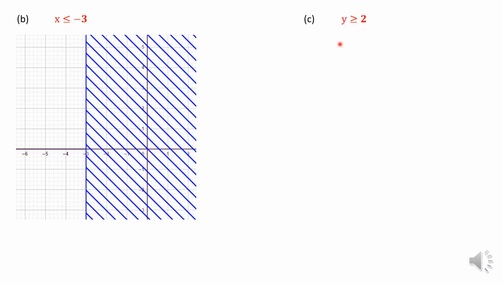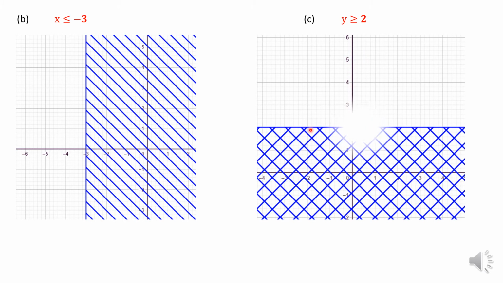y is greater than or equal to 2, so you're going to draw the line y equals 2. It's a solid line. And what you realize is that values of y that are greater than 2 are where I haven't shaded. So I shade the ones that I don't want, which is below the line y equals 2.